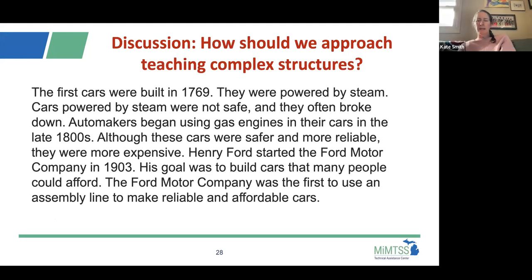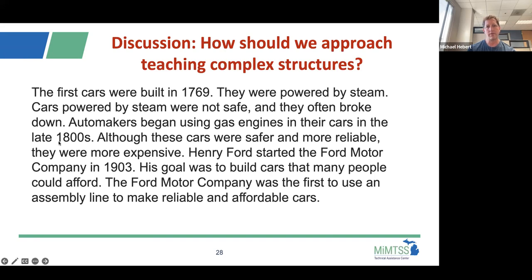Could we shorten it and take out some of the details that would include that problem solving solution aspect to it? Absolutely, right? So I think one of the things you're saying here is we could say the first cars were built in 1769. Then gasoline engines were developed into the late 1800s, right? And then Henry Ford started the Ford Motor Company in 1903.